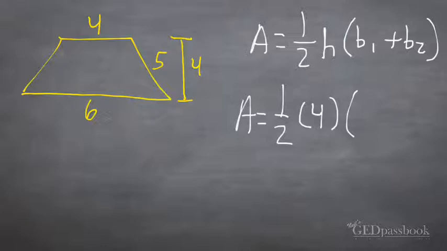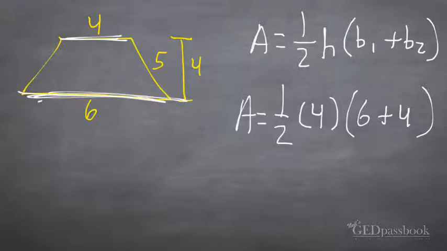Now comes this little famous base 1 plus base 2. What's my base 1? Sure, 6. It doesn't really matter. And base 2 could be 4. It doesn't matter because all you're doing is adding. It doesn't matter if you switch them. But it's important to know that the trapezoid is the shape that has 2 bases in it. So you got to put them in base 1 and base 2.